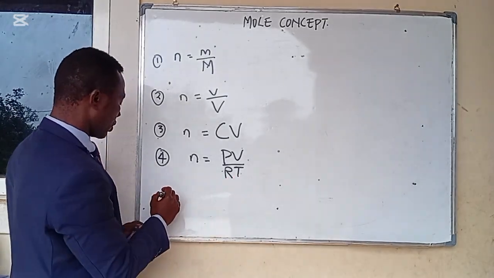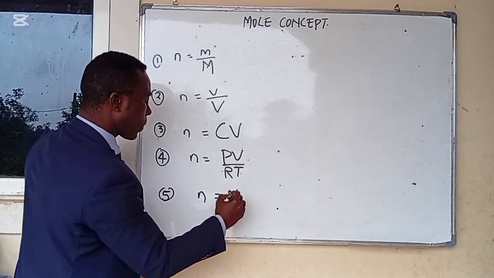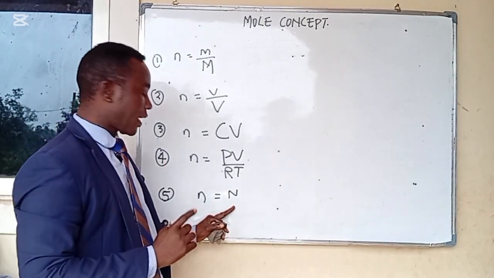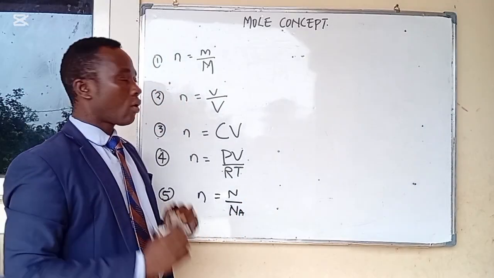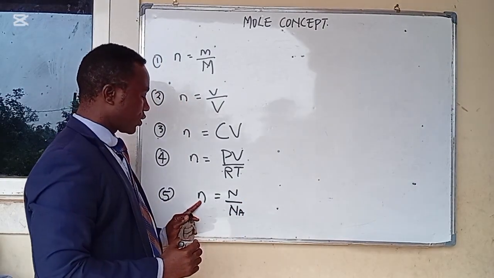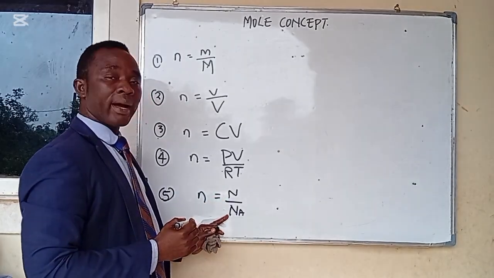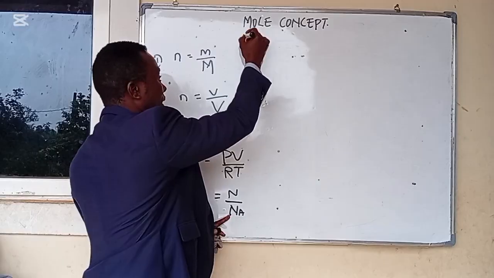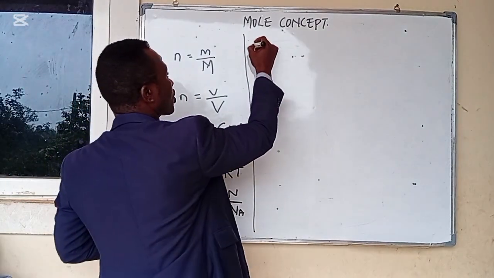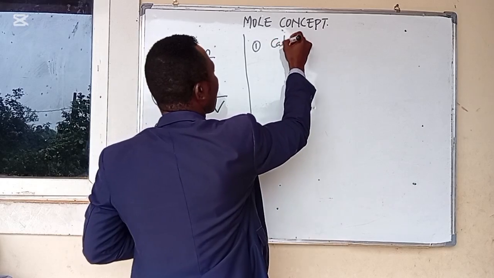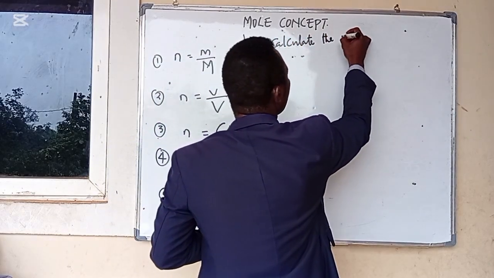Temperature, absolute temperature. Then number 5, number of moles is also equal to number of particles, that is N, over Avogadro's number of particles. Number of moles is equal to what? Number of particles divided by Avogadro's number. Now we want to take what? Questions.